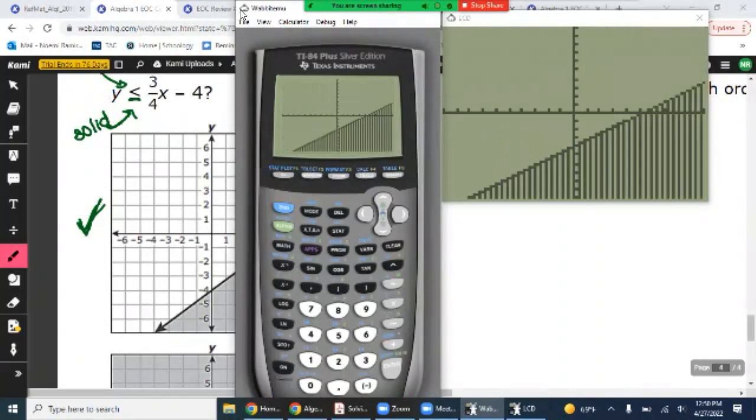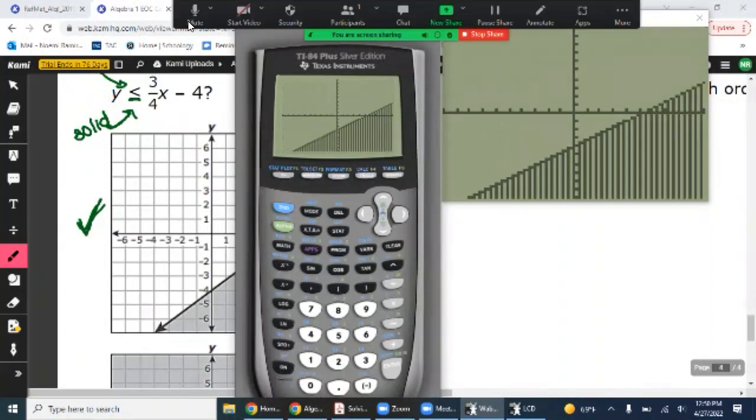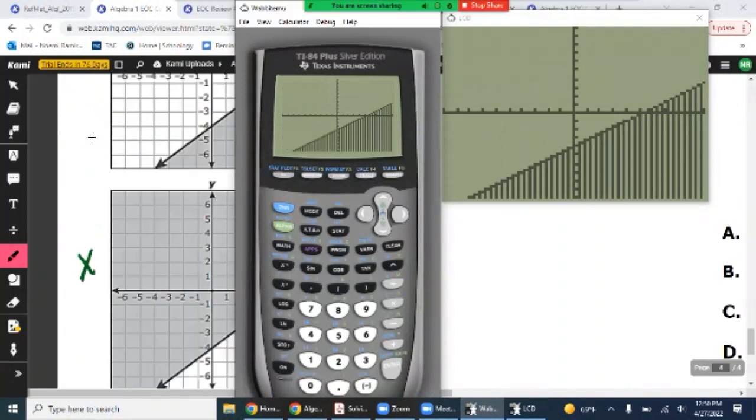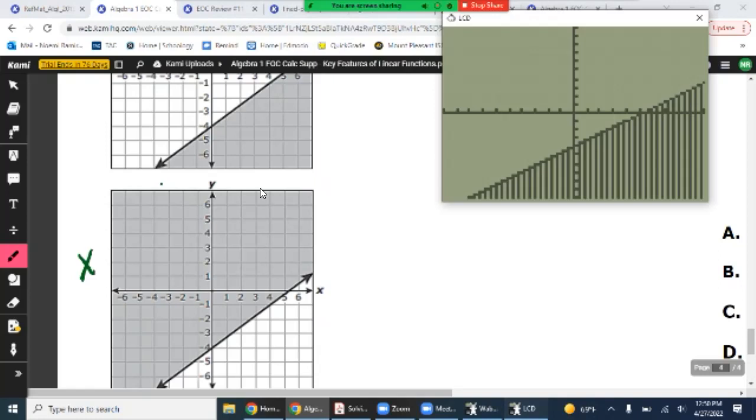So that looks most like what? The top one, my top answer choice, not the bottom. This only works for solid lines; you cannot do a dotted line in here. So sorry if you don't know the difference between dotted and solid, but you can use this.